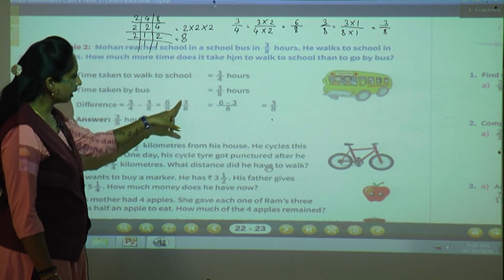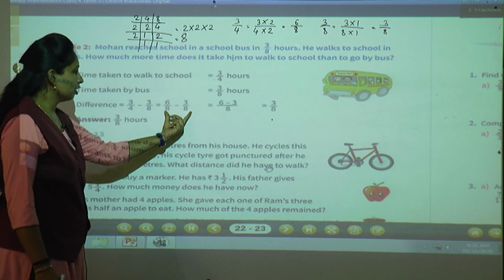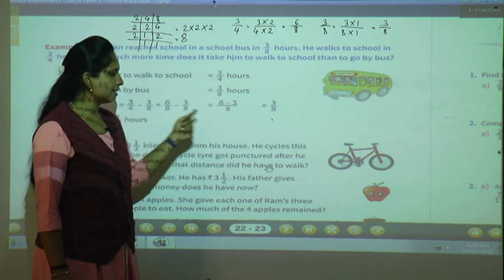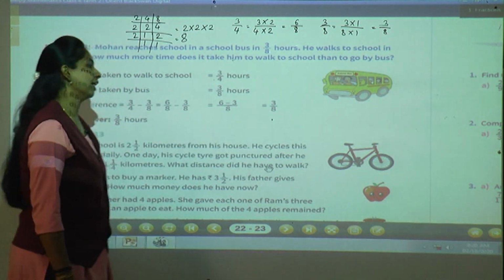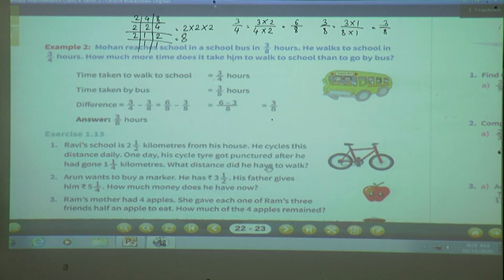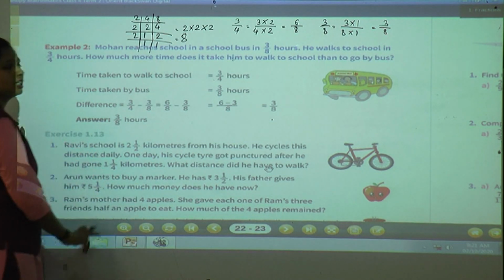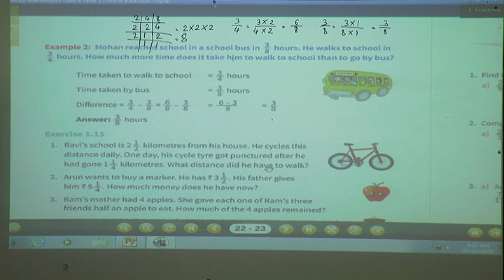See, 6 upon 8 and 3 upon 8. Now denominators are same, so write only the numerators. 6 minus 3 is 3 upon 8. So how many hours difference? What is the difference? 3 upon 8 hours. Clear till here? Yes? Clear? Yes, very good. Now we will start our exercise 1.13.